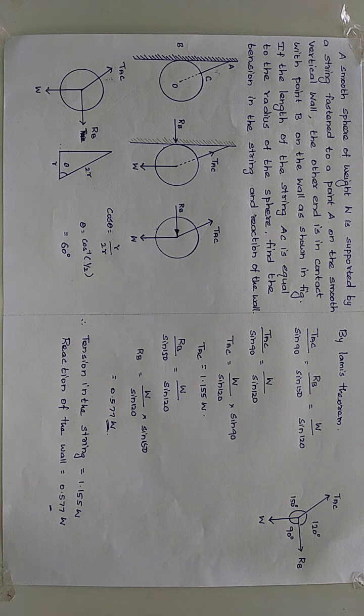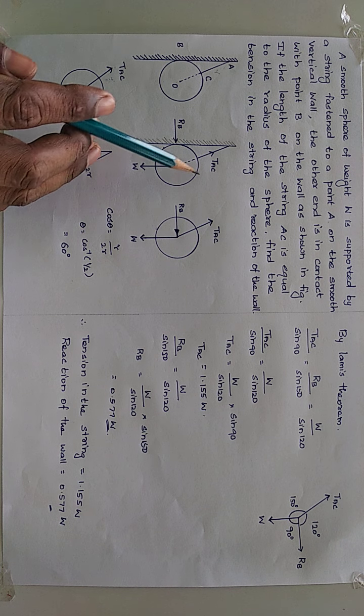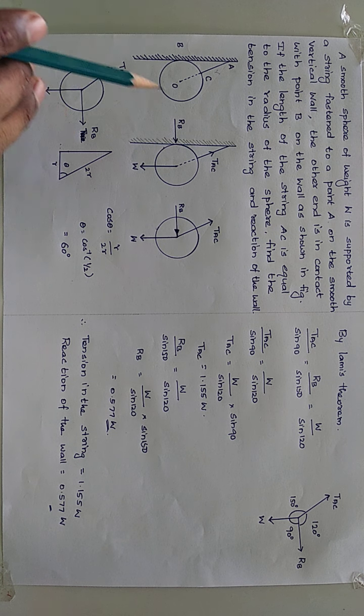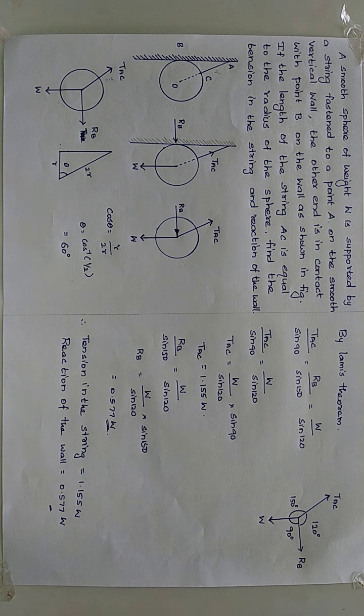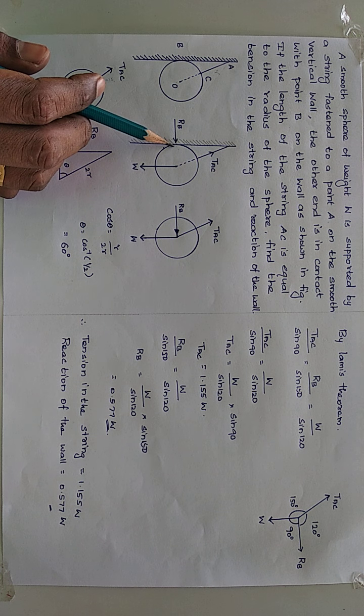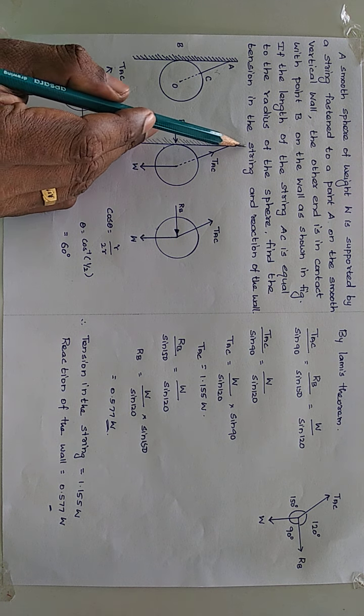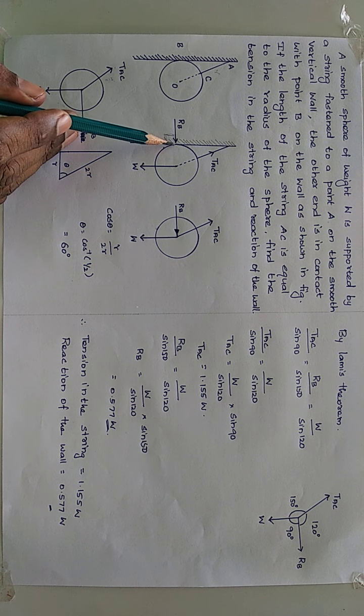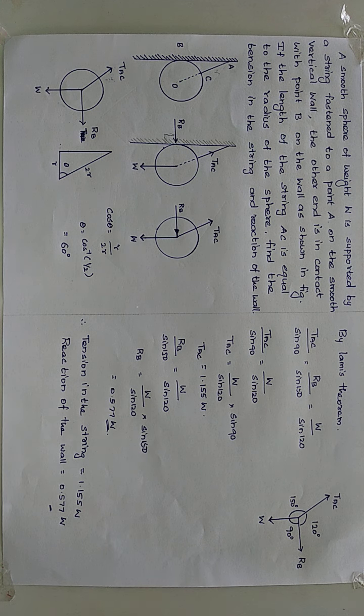How is it supporting? When the sphere is in contact with the wall, what happens? It experiences a force, isn't it? The ball exerts a force on the wall. At the same time, the wall gives one opposing reaction. This is reaction RB, which is perpendicular to the surface. The reaction force acts perpendicular to the surface from which the reaction is created.